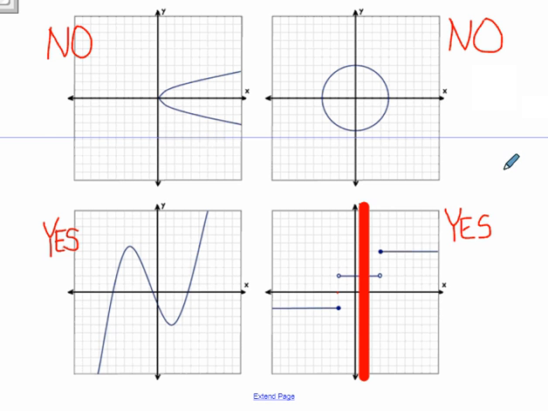Okay, so that's how we interpret the vertical line test when we have shapes and curves and lines instead of just simple points.